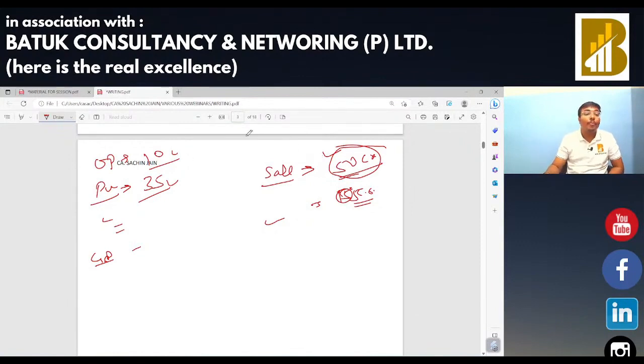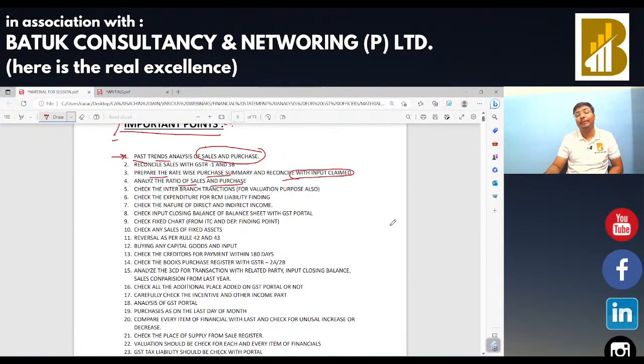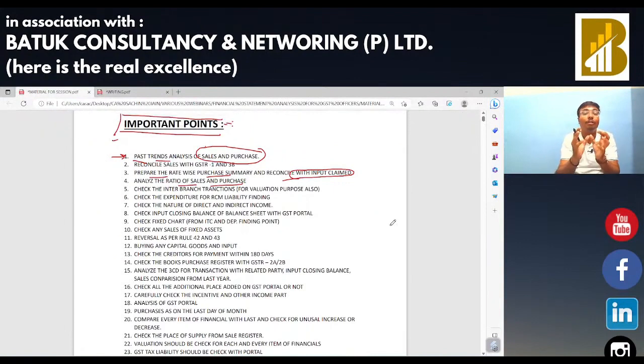Okay sir, all these points are relevant in the case of fake invoicing. By analyzing these things, you can easily identify fake invoicing, or paper transactions.